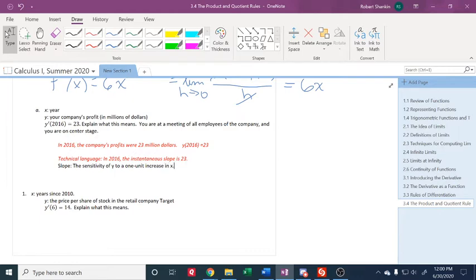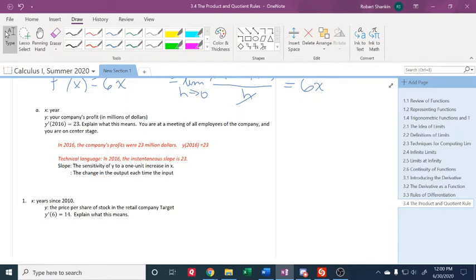in x. Another definition of slope was the change in the output each time the input increases, not by an incredibly small amount or anything like this, but by 1. Now that's the idea of slope. Okay, and we're going to have to get back into that to give an interpretation of what this 23 means in 2016.